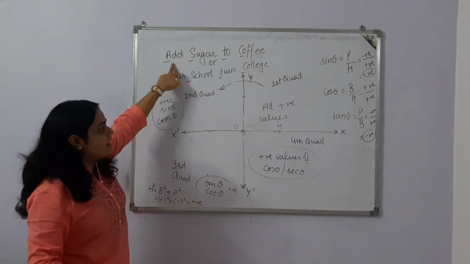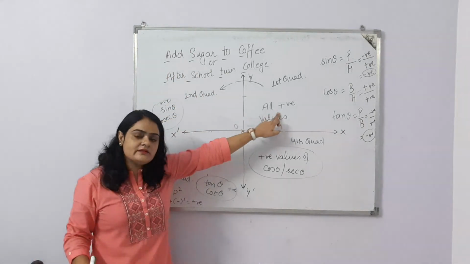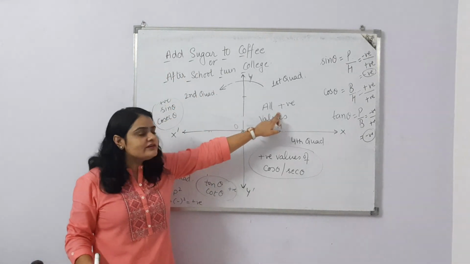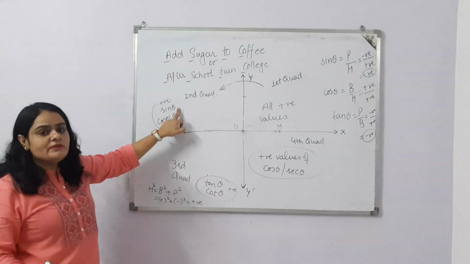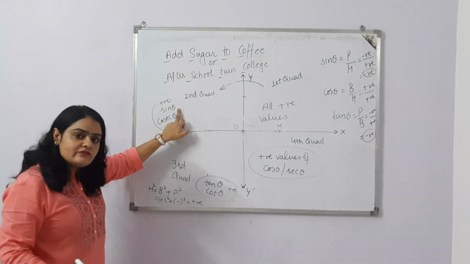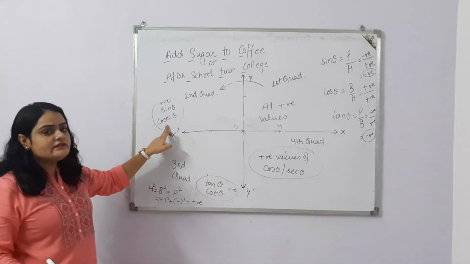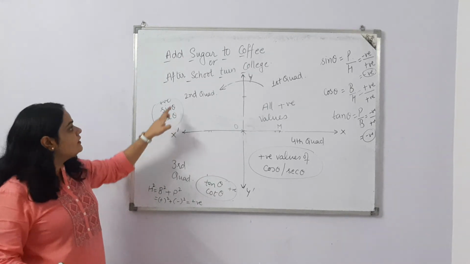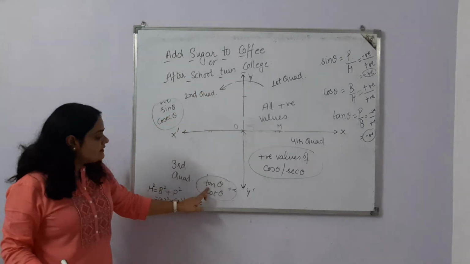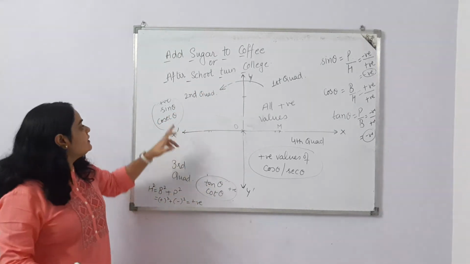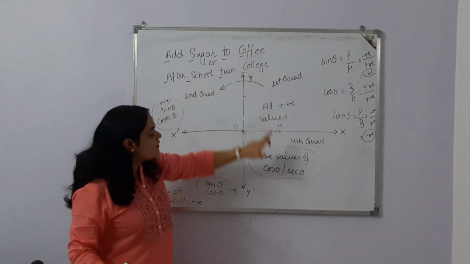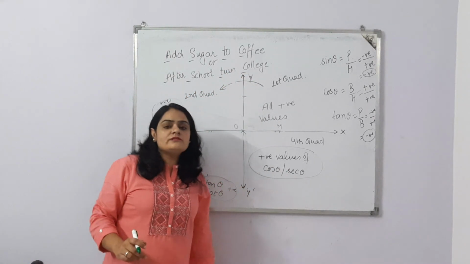So what do you mean by A? All trigonometric ratios values are positive in first quadrant. What do you mean by S? S means sine. We are getting the positive value of sine theta, and of course for its reciprocal we are getting positive value. Again T for tangent. Tangent and its reciprocal, which is cotangent theta, we are getting positive values. And last one is C. C for cos and its reciprocal, which is secant.